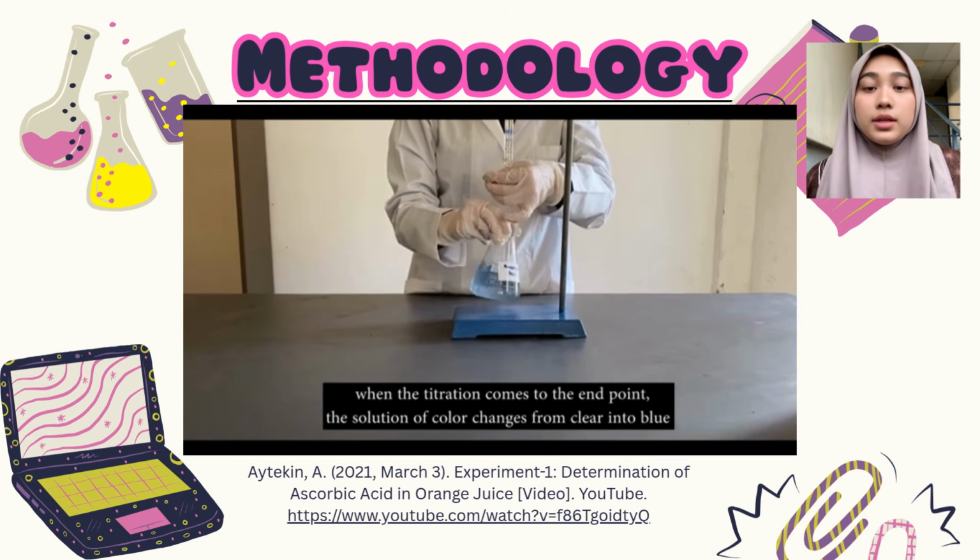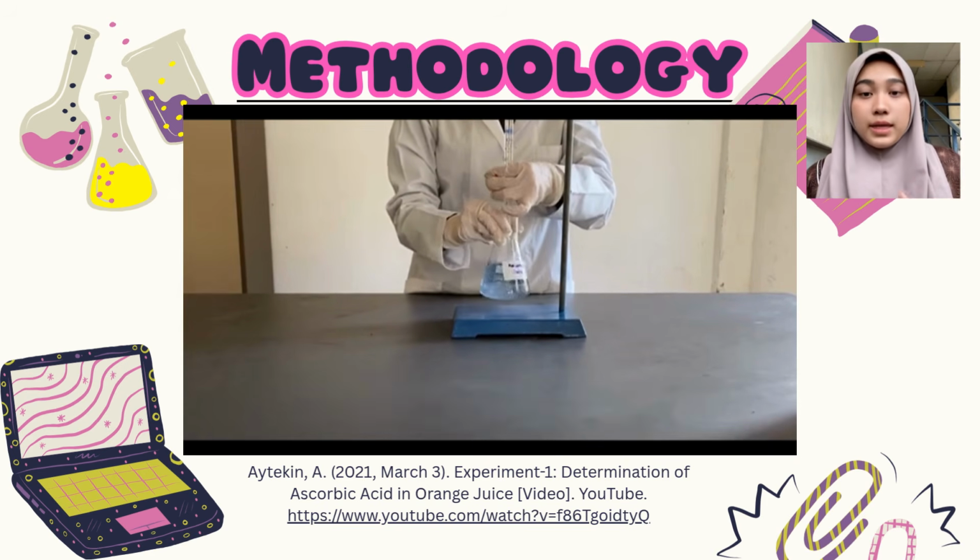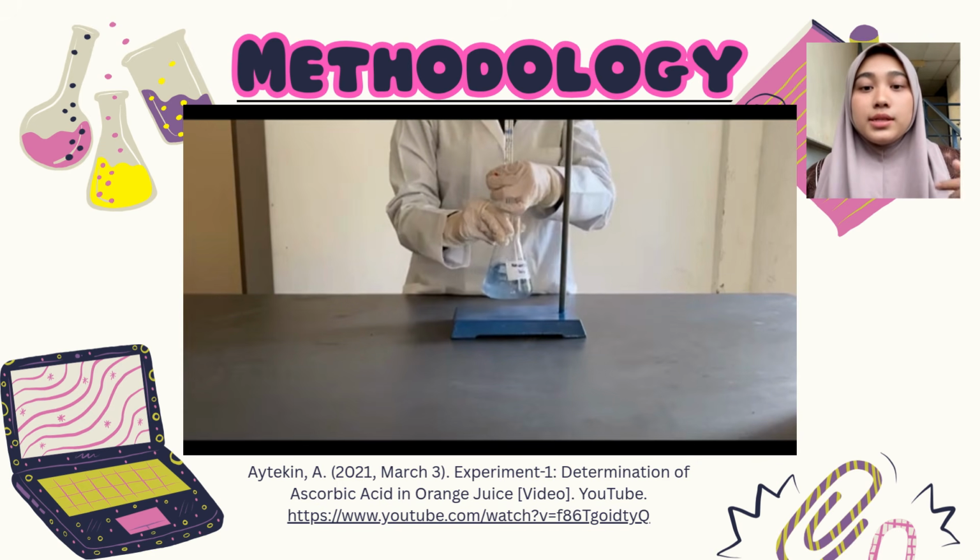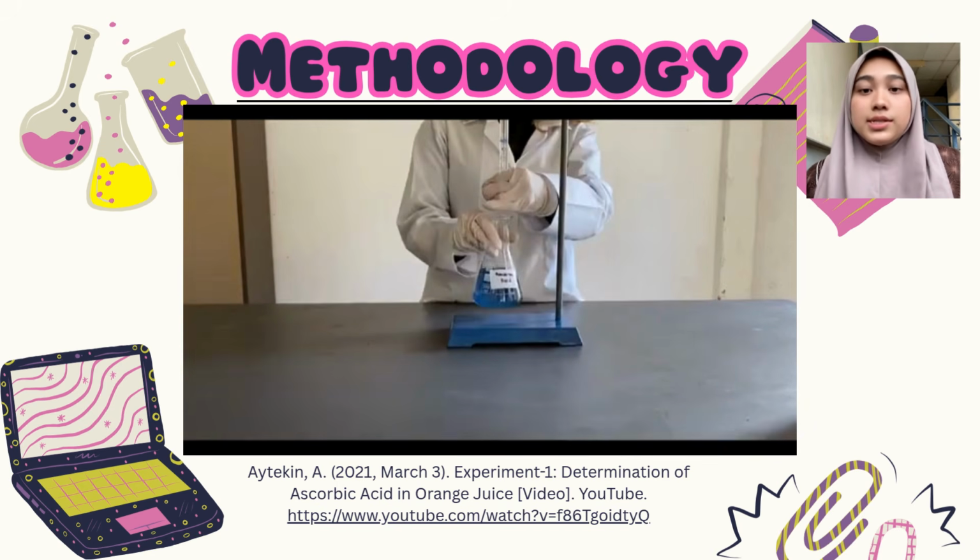As the iodine enters, it immediately reacts with the ascorbic acid in the juice, turning into colorless iodide. Because it reacts instantly, the solution stays clear and does not change color yet. As we keep adding iodine, the ascorbic acid eventually gets completely used up. The moment the color changes and turns blue and stays permanent, we stop the titration immediately. Record the final burette volume.